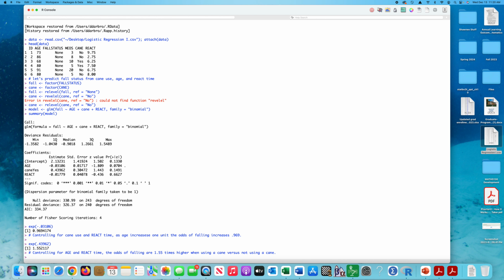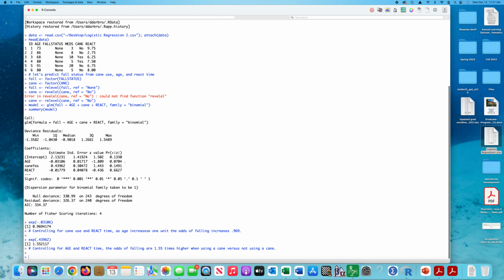It's the way we categorized or set the level for cane use. So it's super, super important in categorical variables that you understand the reference of what you're comparing to. And again, for cane use, I said the reference is no, so I'm comparing cane use to non-cane use. That's why I say cane use versus non-cane use. If I had set the reference of cane use as yes, then this value right here would be the times higher for not cane use versus cane use. So super important.